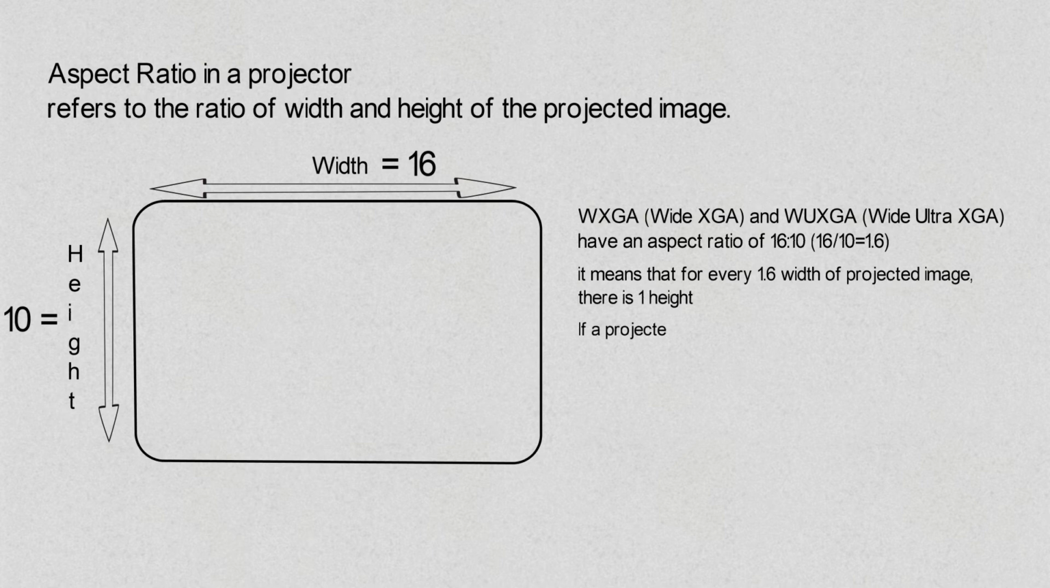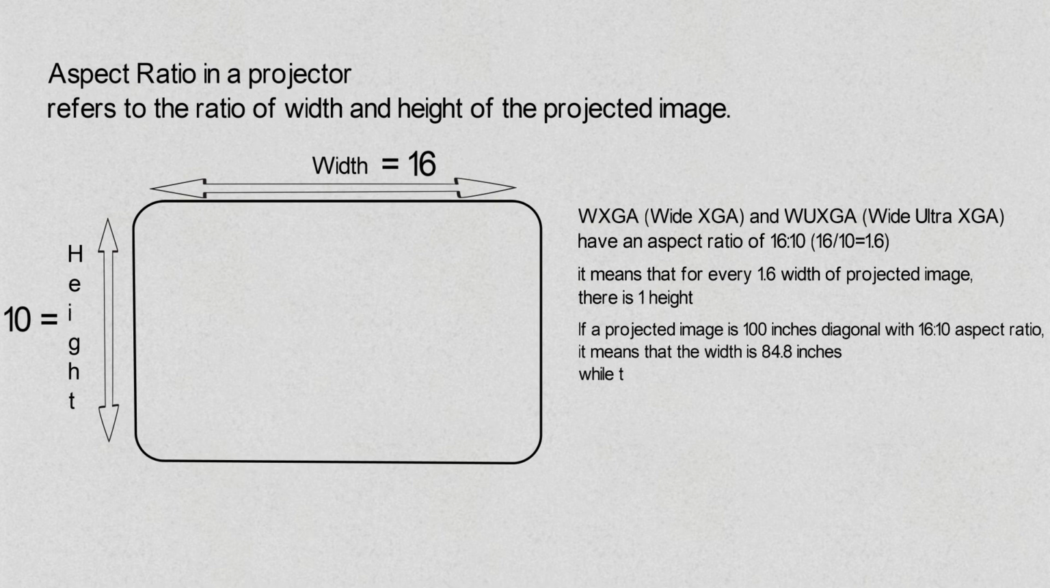If a projected image is 100 inches diagonal with 16:10 aspect ratio, it means that the width is 84.8 inches while the height is 53 inches.